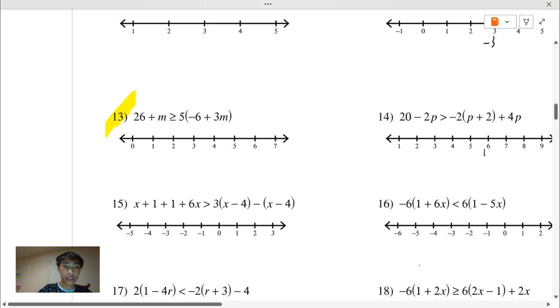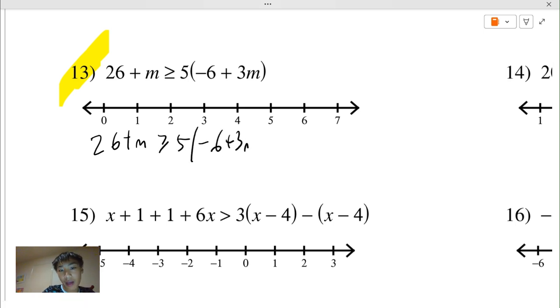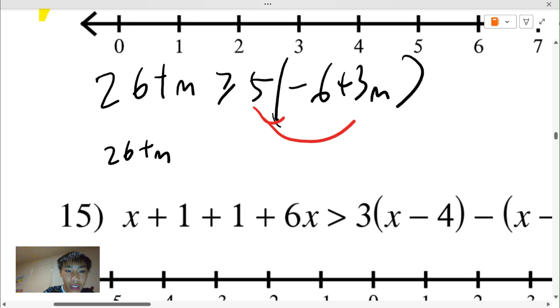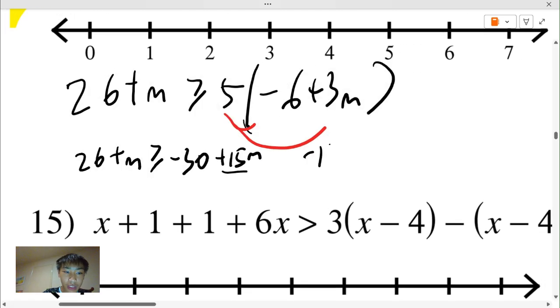Next up, question 13. It's a bit complicated, but the same principle still applies. 26m is greater than or equal to 5 brackets minus 6 plus 3m. What we're going to do is first distribute. So we get 26 plus m is greater than or equal to minus 30 plus 15m. I want to move this 15 to the side, so I'm going to minus 15 from here, and we get minus 14m. And I'm going to minus 26 from here, the other side.